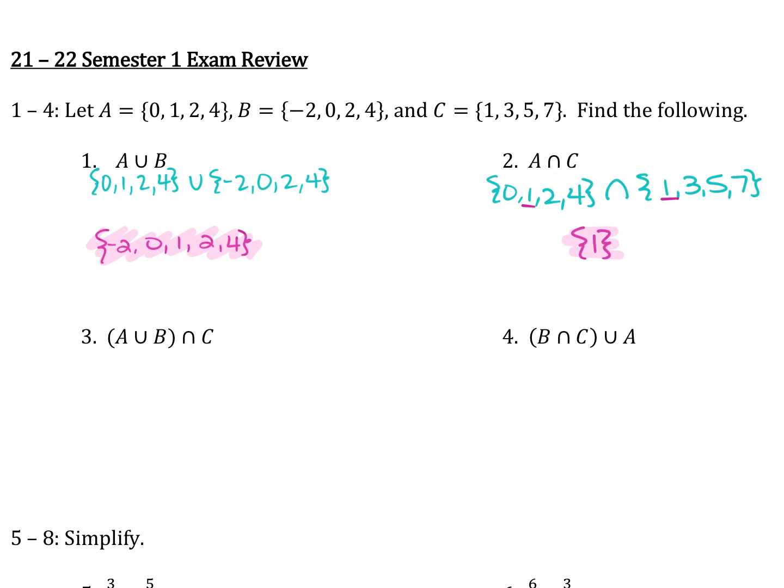For number 3, you have A union B with an intersection of C. We said from number 1 that A union B is the set of numbers -2, 0, 1, 2, and 4. If we find an intersection with C, which are the numbers 1, 3, 5, and 7, we're telling which are the same between these two parts. So the -2 is not in both, the 0 is not in both. The 1 is in both, 2 is not in both, 4 is not in both. So it's just, again, the 1.